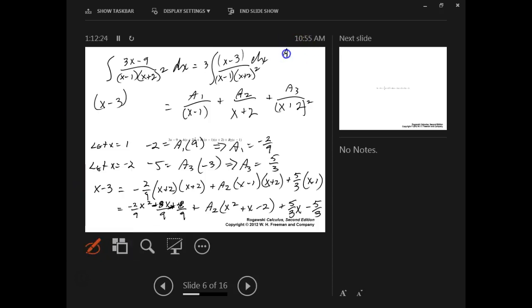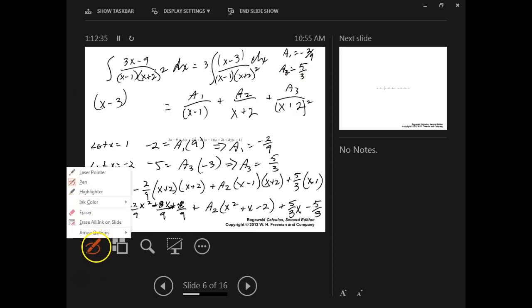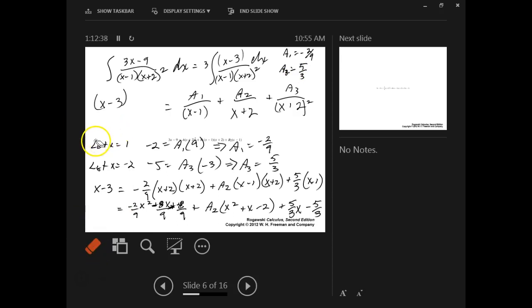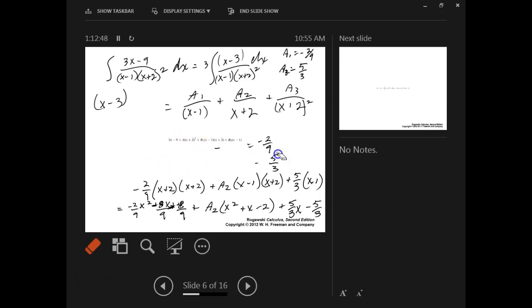I'm going to rewrite this. A1 is equal to negative 2/9, and A2 is equal to 5. No, A3 is equal to 5/3. Okay, get those out of the way. Now I think I can erase the rest of it, down to here. Now, I hope I don't need that other part. Okay, let's see what we've got here now.